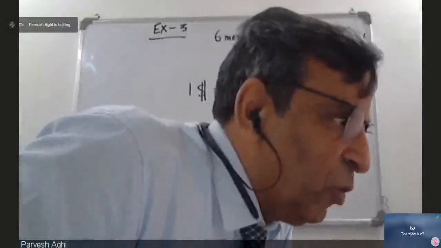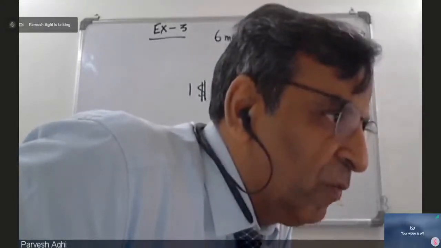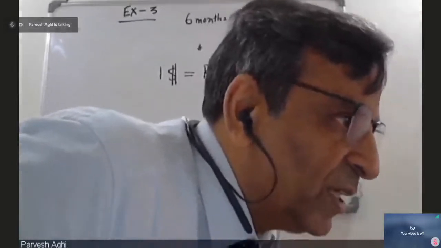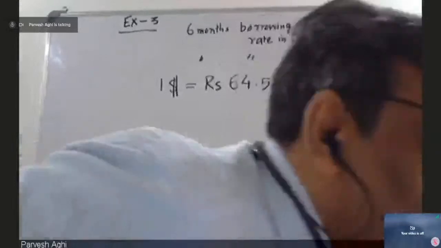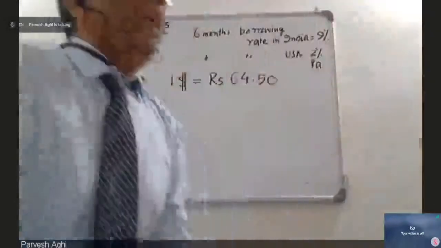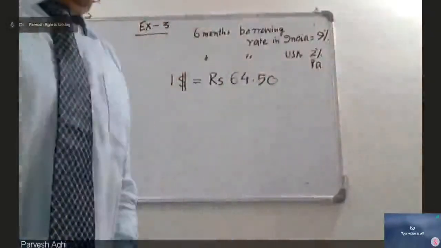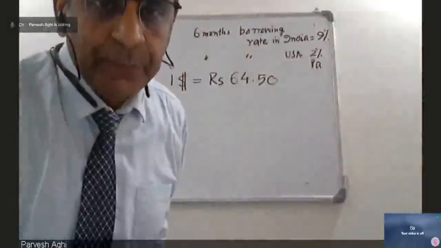So the dollar will be at premium and the forward rate is 66.74 and premium is 6.95%. Okay, so this is first reply I have got. Anybody else?